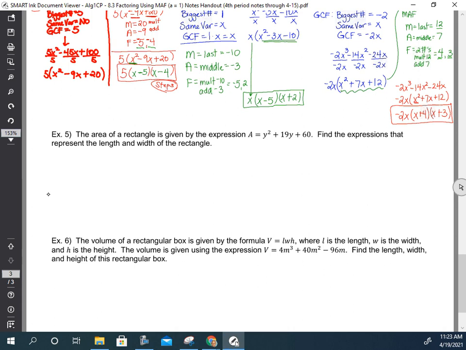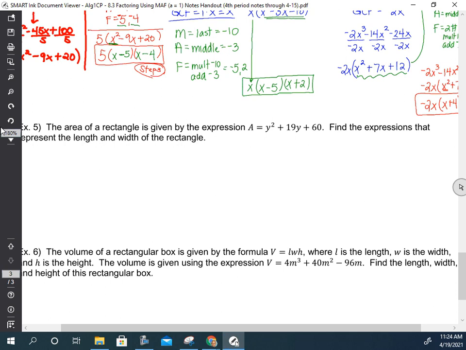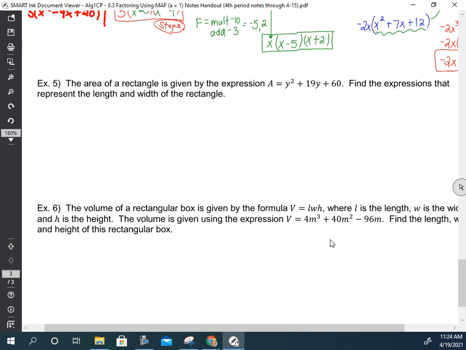So, example 5. An area of a rectangle is given by the expression y squared plus 19y plus 60. Find the expressions that represent the length and the width. So this is one of those type of problems that are up there at that B and A level problems. So area of a rectangle.